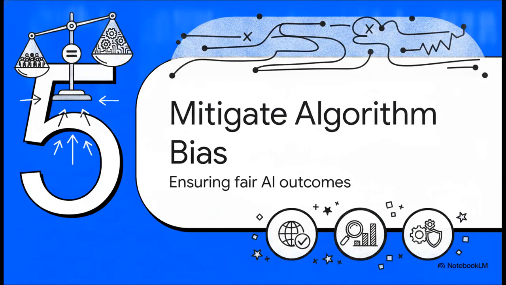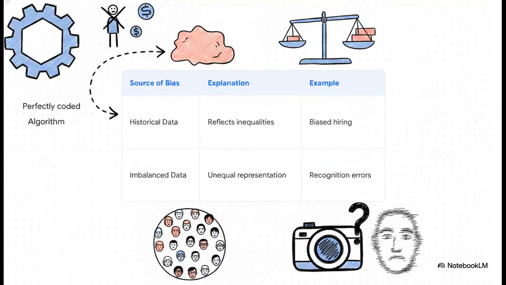Now, the next point we have to address is absolutely vital. Section 5, mitigating algorithmic bias. Look, you can have the most beautifully coded algorithm in the world, but if you feed it biased data, it's going to discriminate. It's that simple.